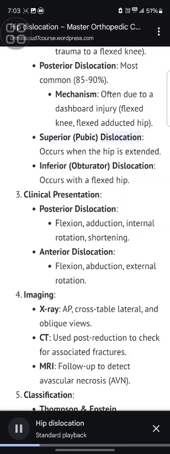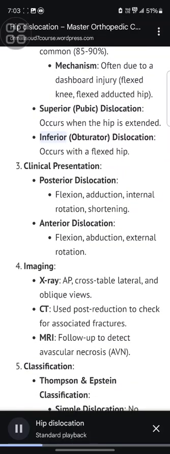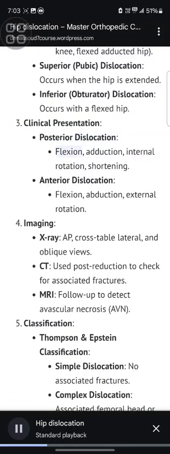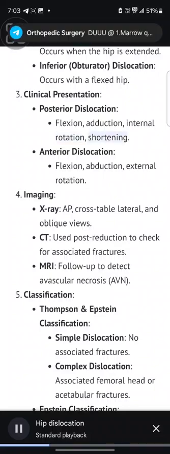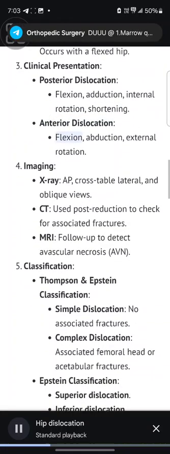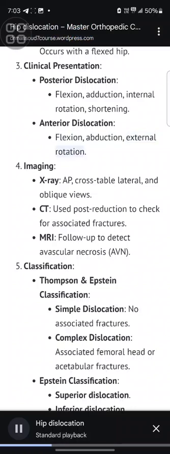Superior, pubic, dislocation: occurs when the hip is extended. Inferior, obturator, dislocation: occurs with a flexed hip. 3. Clinical presentation. Posterior dislocation: flexion, adduction, internal rotation, shortening. Anterior dislocation: flexion, abduction, external rotation.